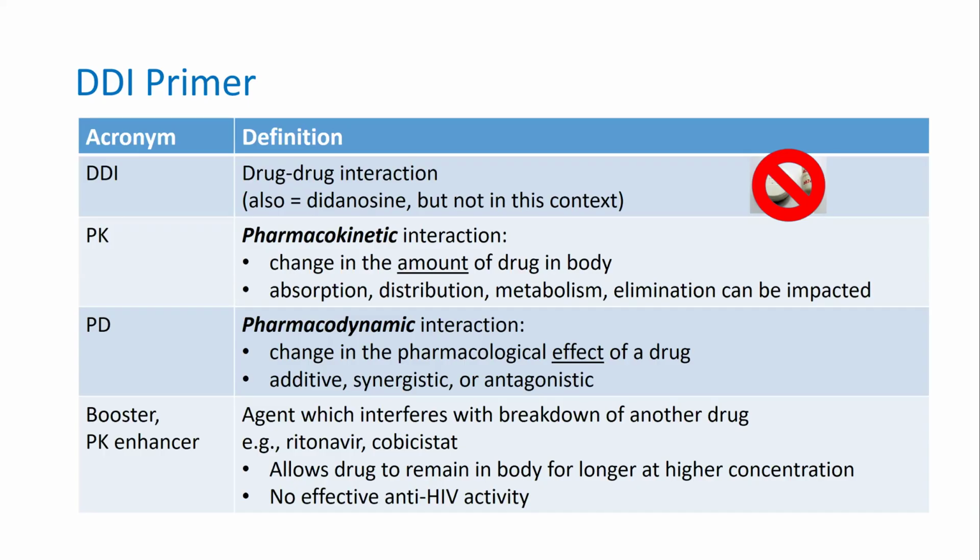PK stands for pharmacokinetics. PK interaction occurs when there's a change in the amount of drug in the body due to interference with drug absorption, distribution, metabolism, or elimination. PD stands for pharmacodynamics. PD interaction occurs when there's a change in the effect of a drug. This change can be additive, synergistic, or antagonistic.